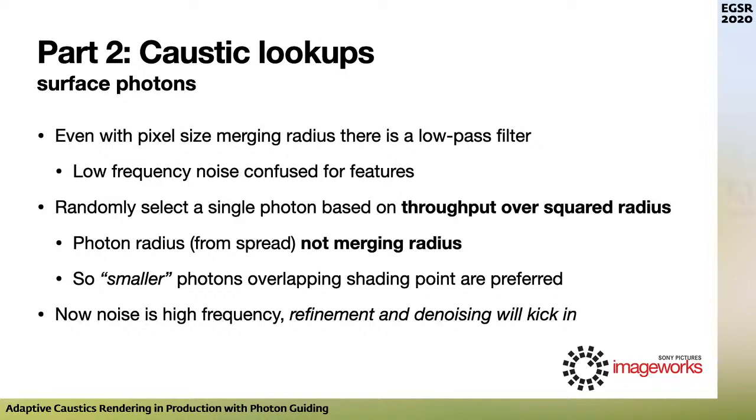So instead of doing this, we're going to randomly select one photon based on some useful measure. Here it is proportional to the inverse square radius and the throughput. That's going to eliminate the low pass filter, and the image is going to be noisier, but this noise is the kind of noise that we are looking for.